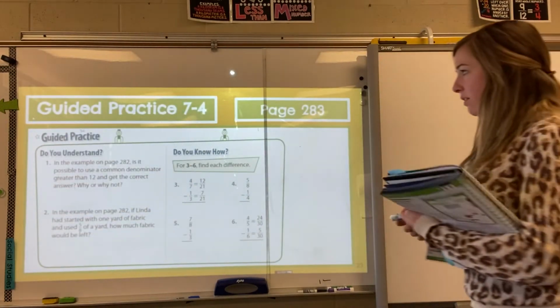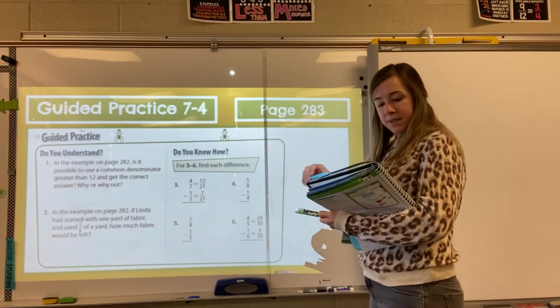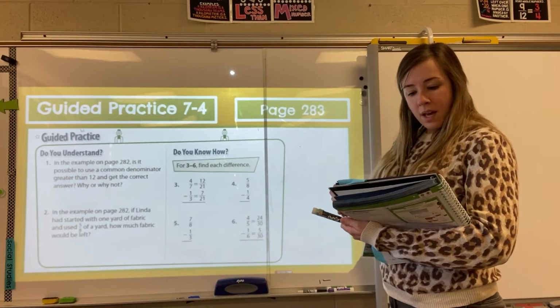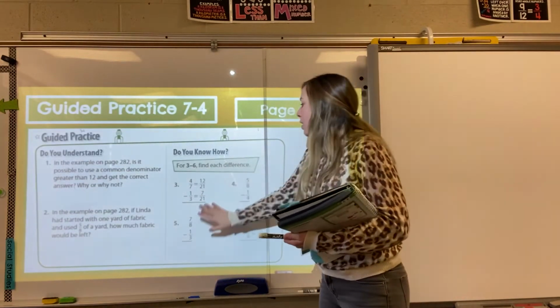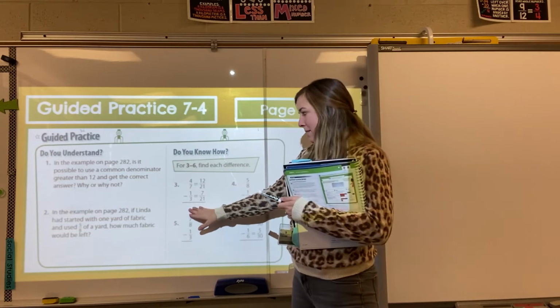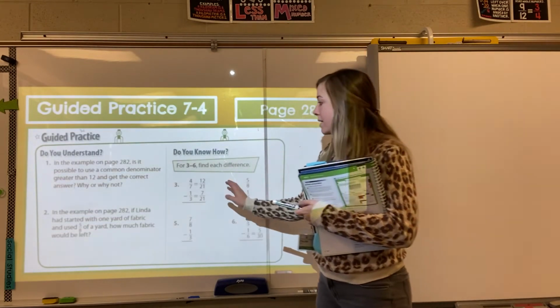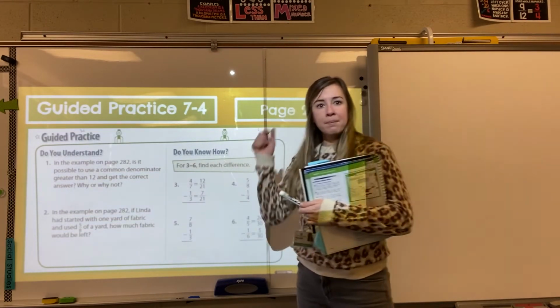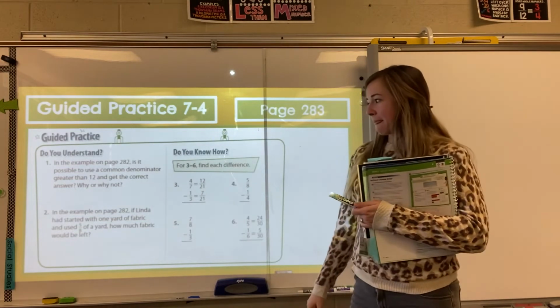Okay, let's go over a couple examples. I'm just gonna hop in over here. So for this first one, they already found a common denominator for us. So why don't you guys go ahead and try to solve number 3 and enter your answer below.